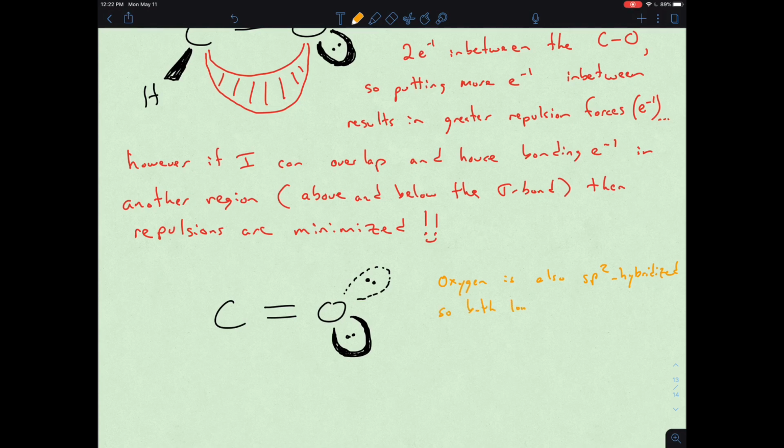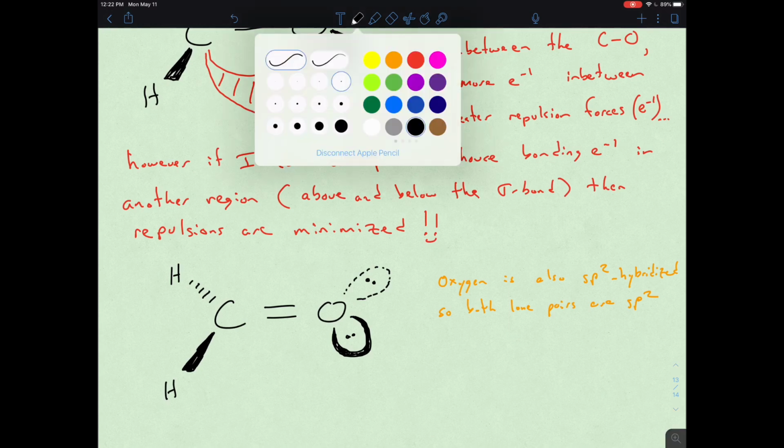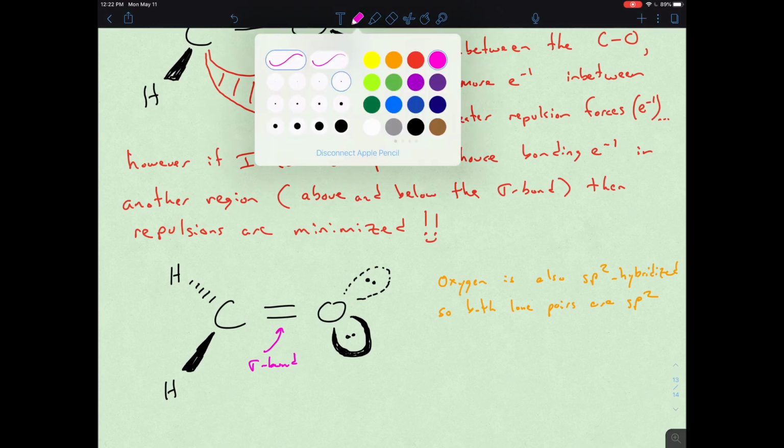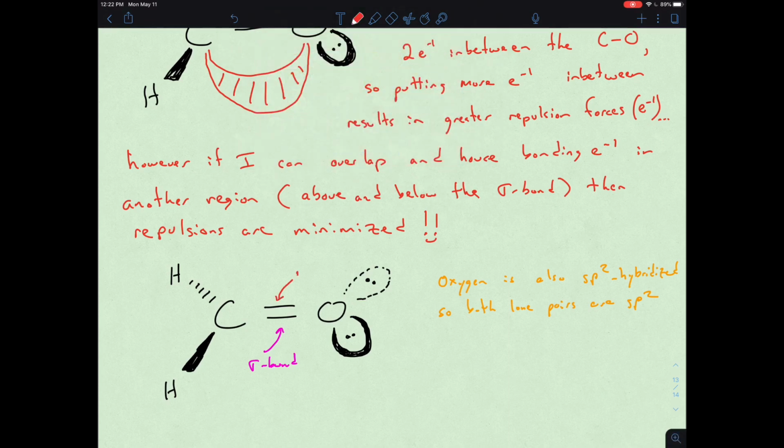Right, so both lone pairs are sp2, like we see there. We still see the trigonal planar geometry with the carbon as well as the oxygen; we both have 3 groups around them. So in one case, the one system is the sigma bond, the first connection, and then the second connection is the pi bond.